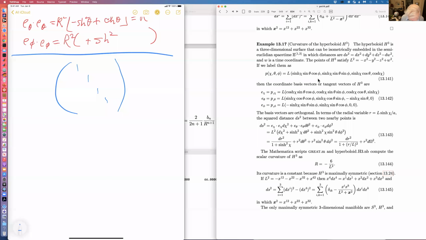The other Friedman, Lemaitre, Robinson, Walker cosmology is to say that our 3-dimensional space is really the surface of a hyperboloid H3. And in that case, the metric, instead of being this, is a metric -1, 1, 1, 1. This is just the space part of the metric.